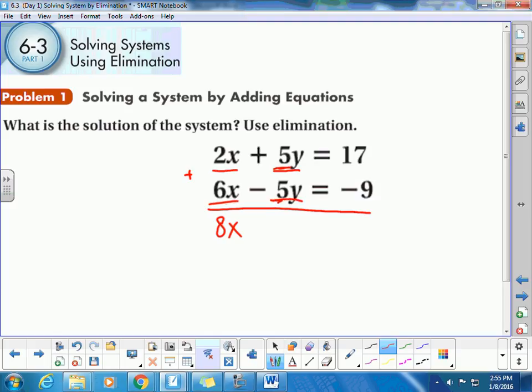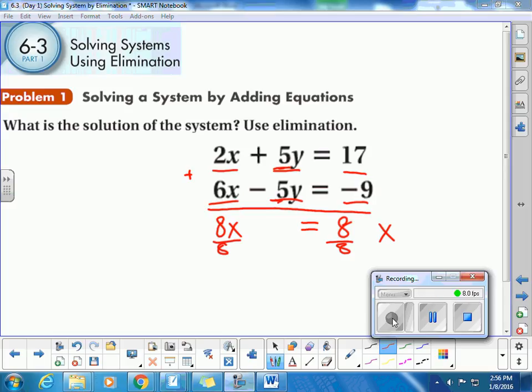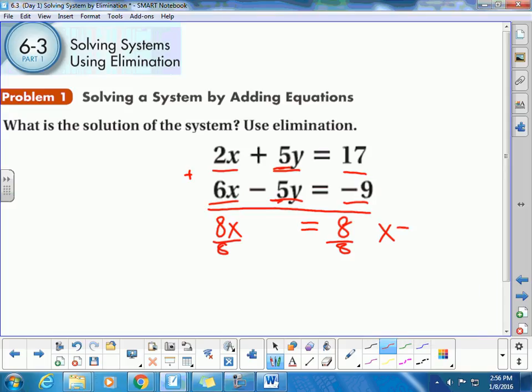Negative 5y minus 5y, those disappear. So I'm going to have 8x equals 17 minus 9 is 8. Sorry about that. So 8x equals 8. So I need to solve for x, and so I'm dividing both sides by, excuse me, by 8. And you get x equals 1.